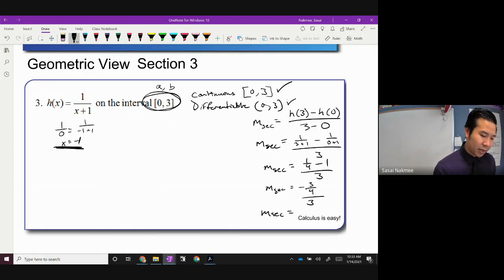you remember how to do this? Fraction over fraction, you keep, flip, change: keep the top, flip the bottom.